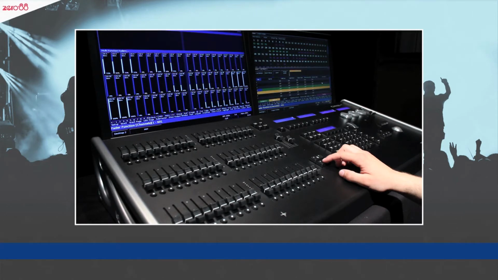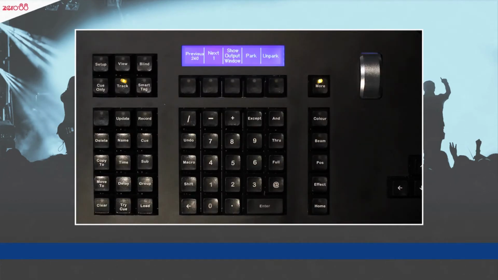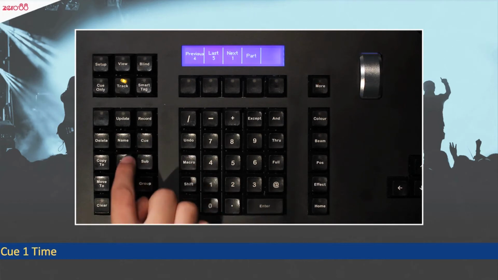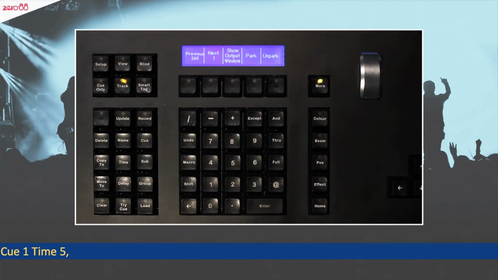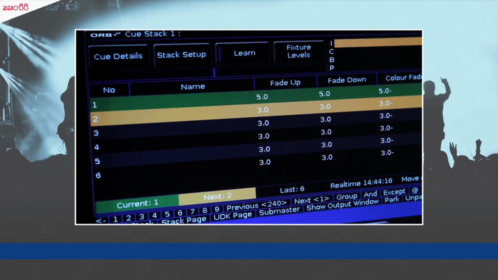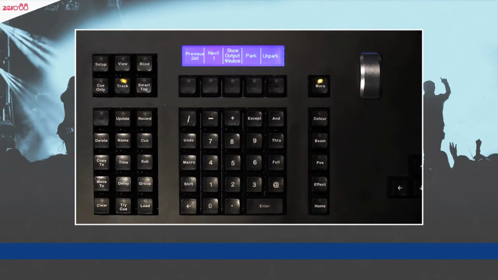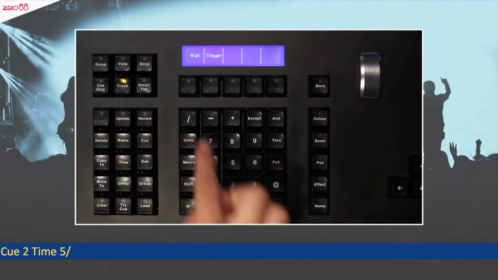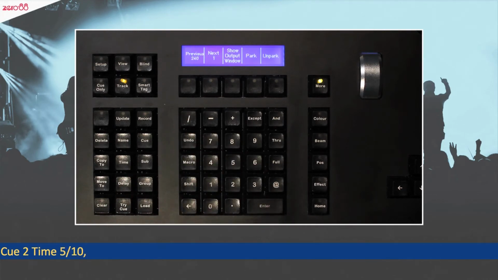Currently, all these cues are using the default fade time, which is 3 seconds. To change this, we use the syntax Q1 time 5 enter. You can see that the fade up and the fade down time have both been changed to 5 seconds. To give the cue a split fade time, use the syntax Q2 time 5/10 enter, where 5 is the fade up time and 10 is the fade down time.